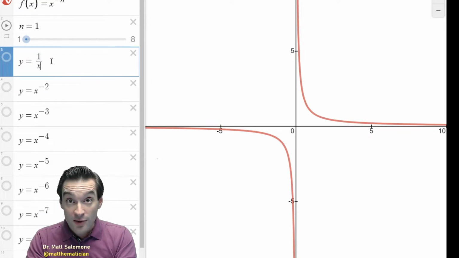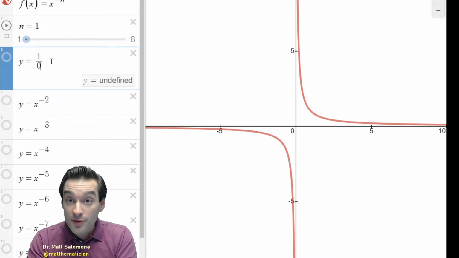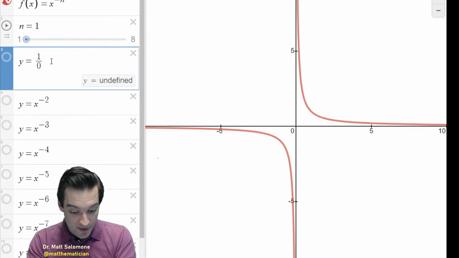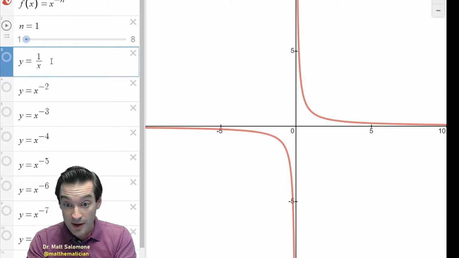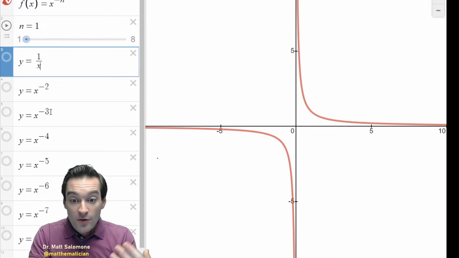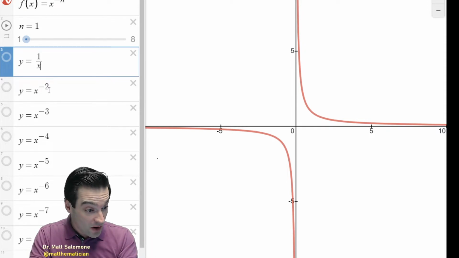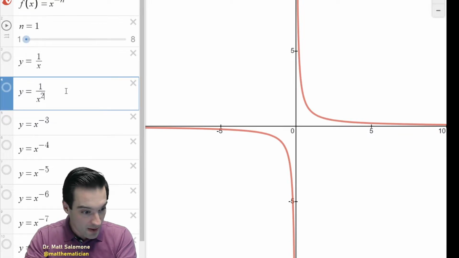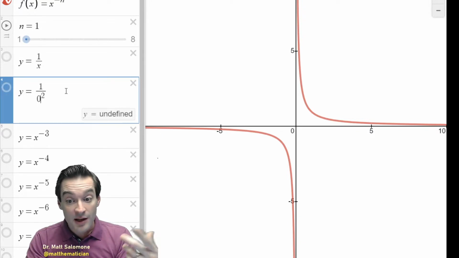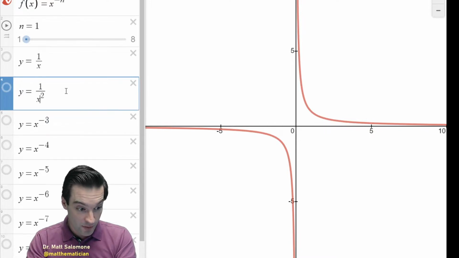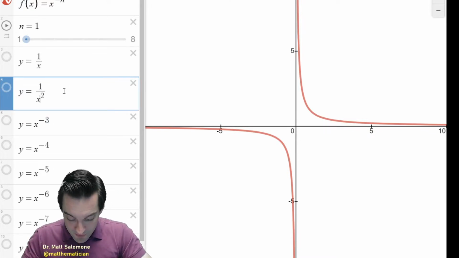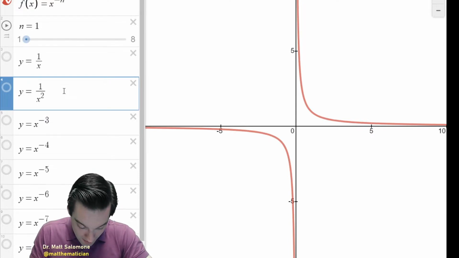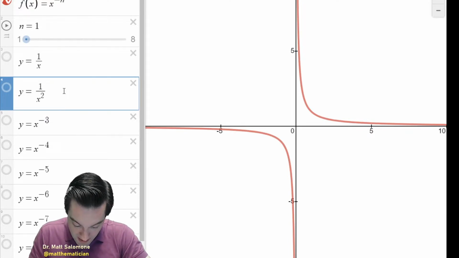And so y equals 1 over x does not have x equals 0 in its domain. In fact, that's the only value of x that is excluded from the domain of y equals 1 over x. And that same thing is going to be true for all of my other negative integer powers of x. After all, x to the power minus 2 is the same as 1 over x squared. And if I were to plug a 0 in for x in my denominator here, we would again get an undefined result because it would evaluate to 1 over 0.